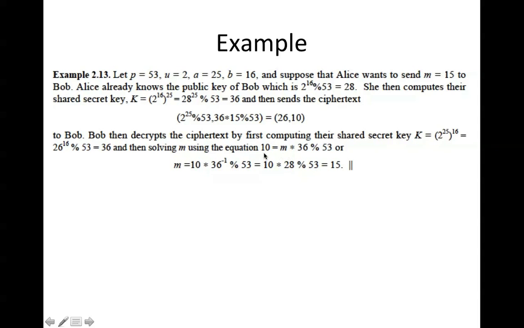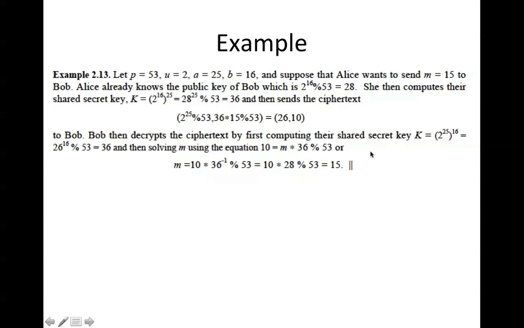equation, where we have the message times the shared key mod 53 equated to the ciphertext. Because this is a prime modulus, inverses exist all the way around, so you just have to multiply both sides by 36 inverse to get at M. That's what you do, and then you get 15, which is exactly what Alice had actually sent to Bob.